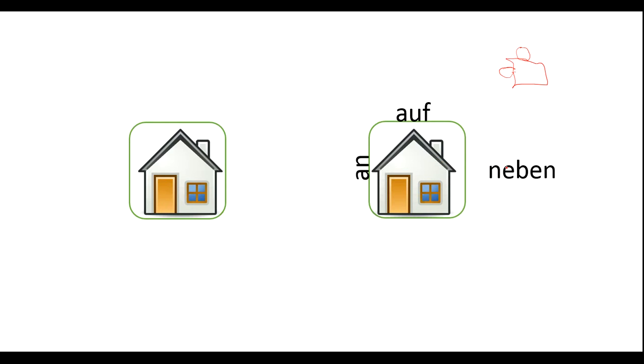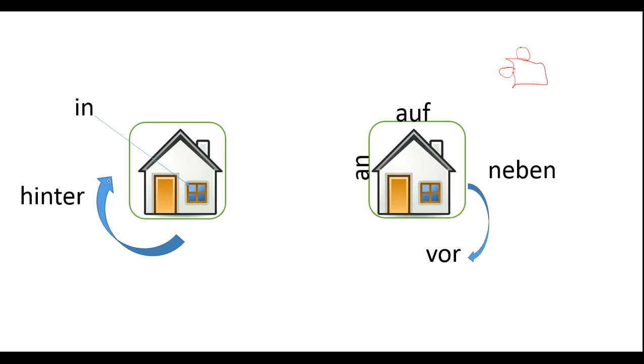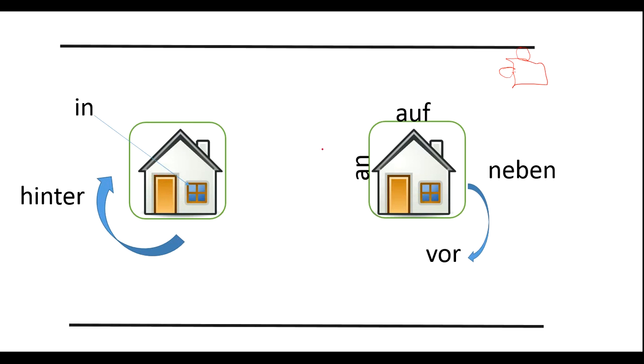Neben, near, beside. You can say next to, beside. That is vor, in front of. That is something inside, that is in. Hinter, behind, backside basically. That is über. It's above but not touching. That's über. Like the sky, you can say, not touching. Unter, under.